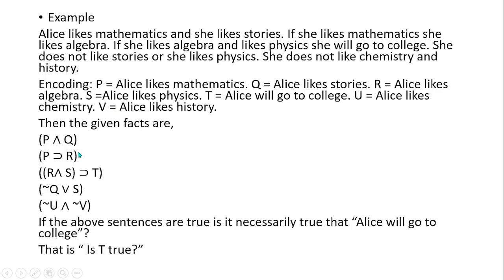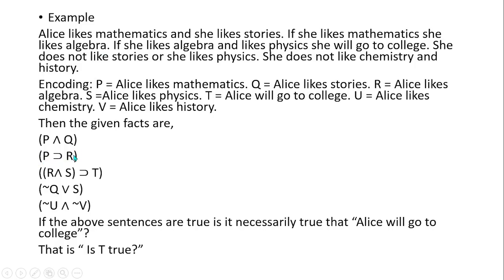Then we will write the facts, whatever facts they have given. Alice likes mathematics and she likes stories. Mathematics means P, stories means Q. So and means P and Q. Next one, if she likes mathematics, she likes algebra. Algebra is R. So if she likes mathematics, then she likes algebra, we need to write it like this.